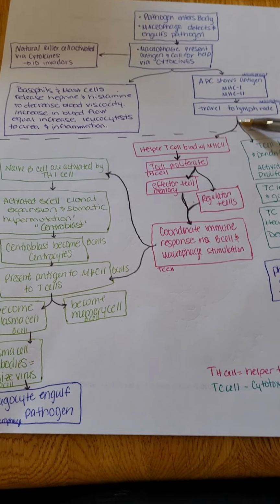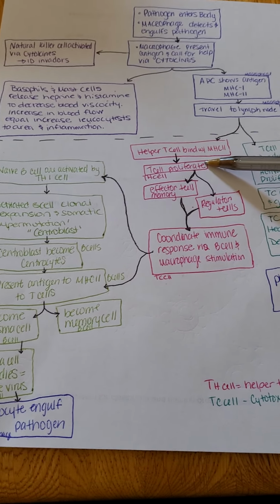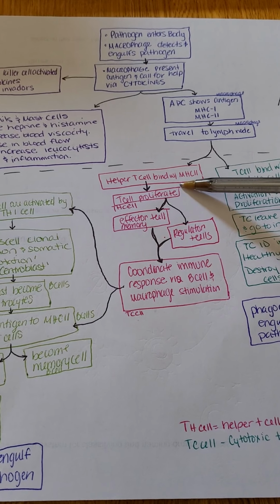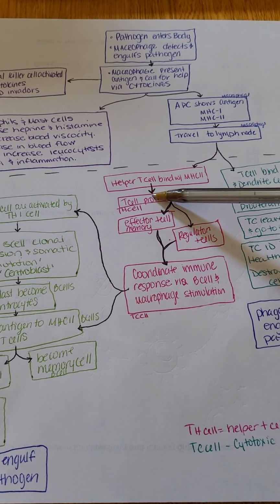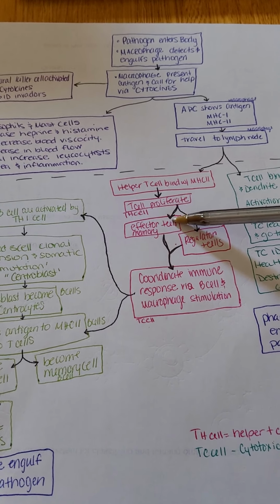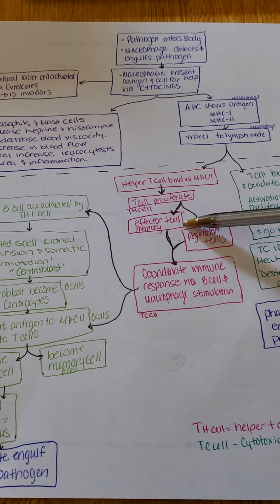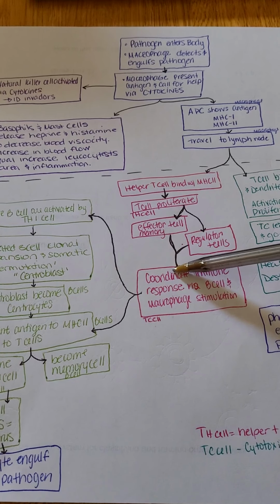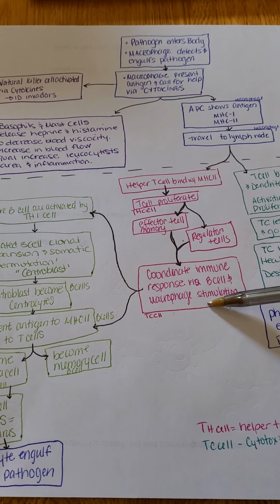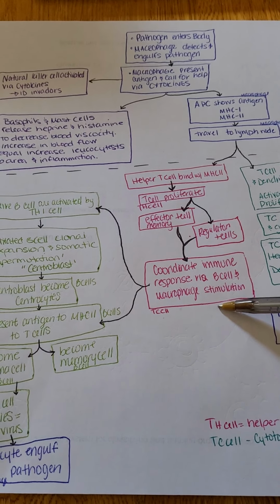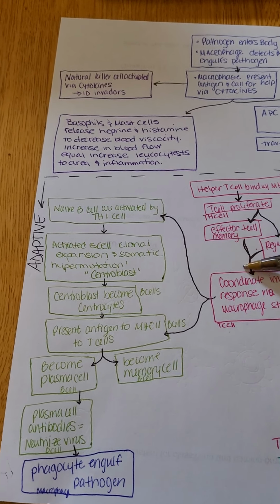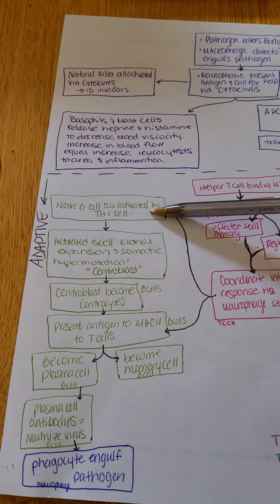Once they've traveled to the lymph nodes, they are met with helper T cells that bind to the antigen, and these proliferate and create memory effector T cells and regulator cells, and these coordinate an immune response with B cells and macrophages simultaneously. From that, this is when our B cells are then brought in.